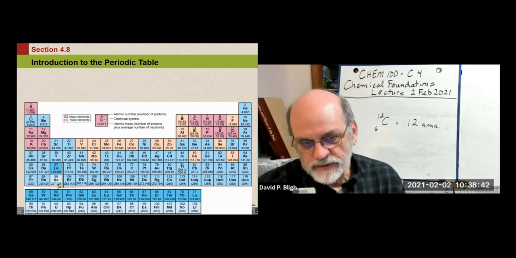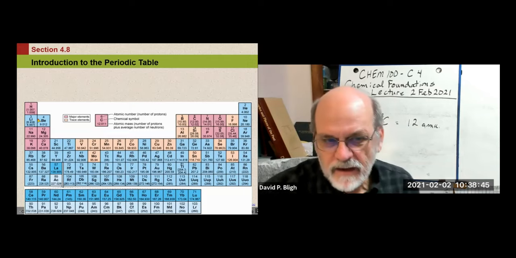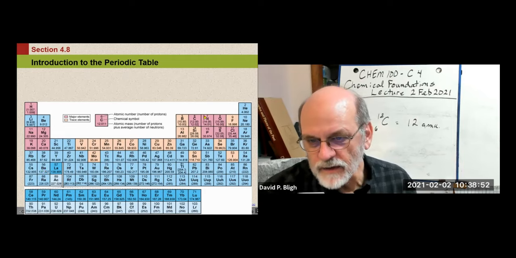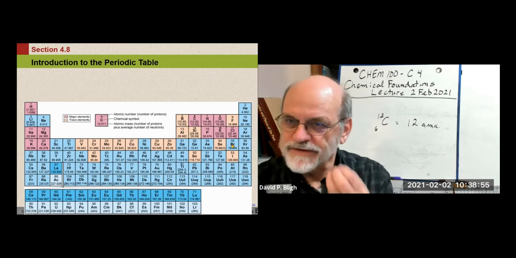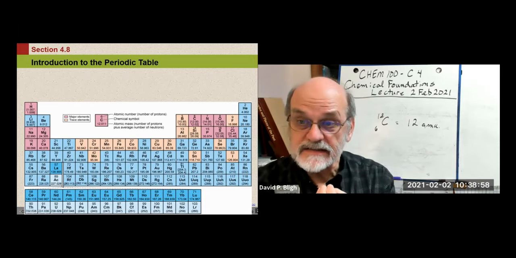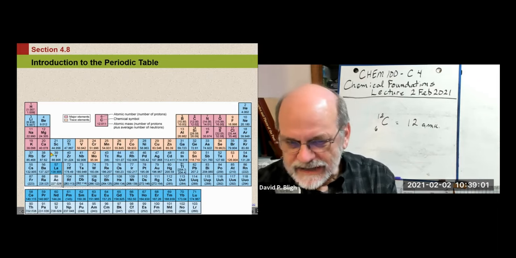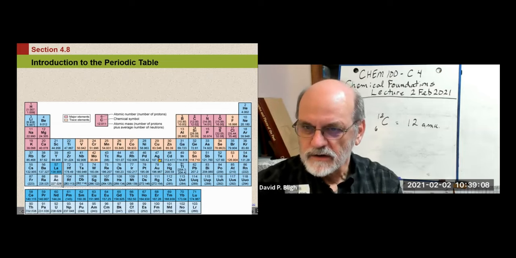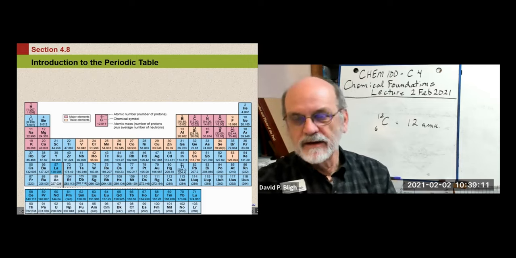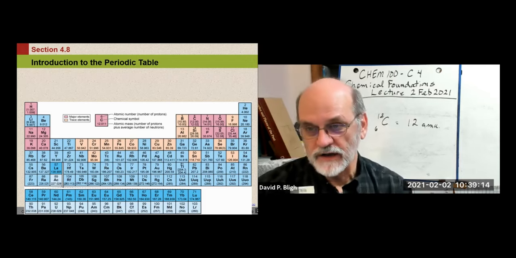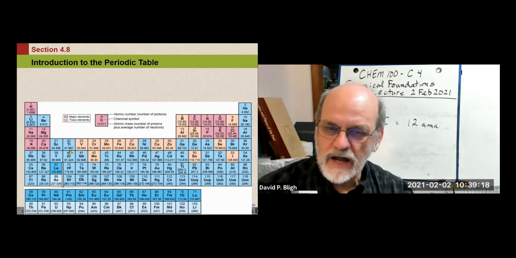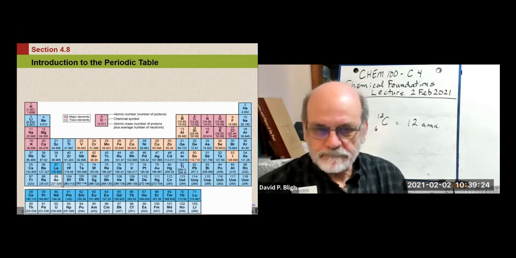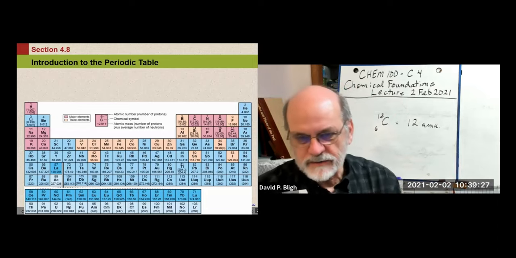So up and down, we have groups. These elements, particularly this column, that column, and then these six columns over here, the family characteristics are reasonably consistent. When you get into the transition elements, you find that from one to the other, they're not really consistent. And it took some doing to figure out why that was. So we call these two columns and these six columns the representative elements. And they each have different names, but we'll cover those in just a minute.